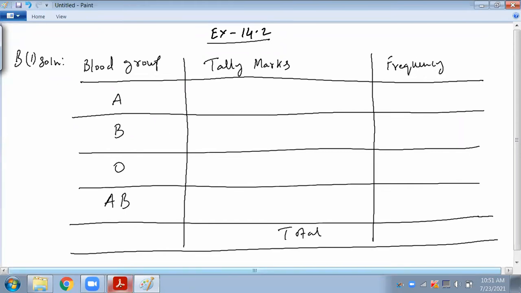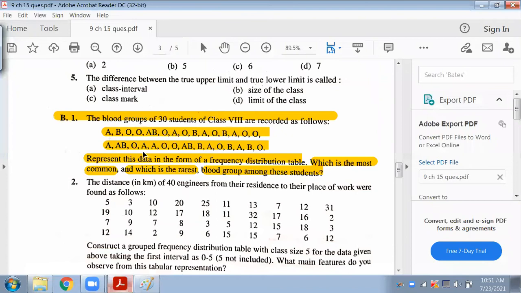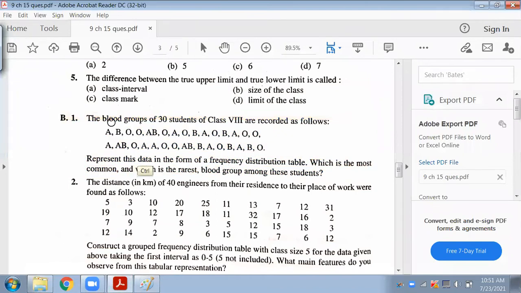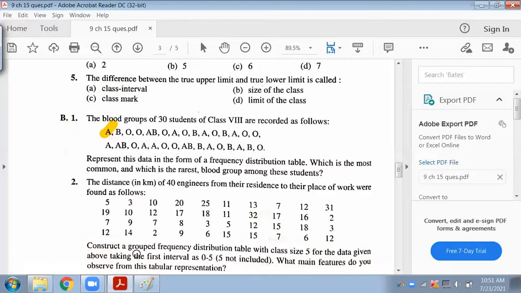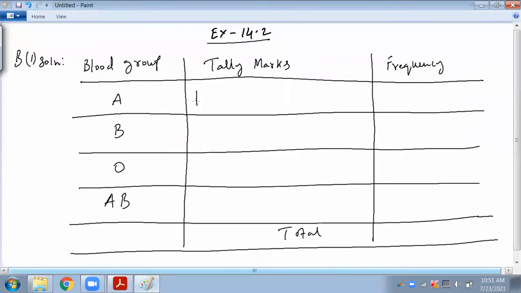Okay, now first we're going to find the tally marks. Now how to find the tally marks? In the question itself, you're just going to cut the first data that is given to you, cross it and put a bar. The first data is A, so cut A and put a mark near A, one mark.